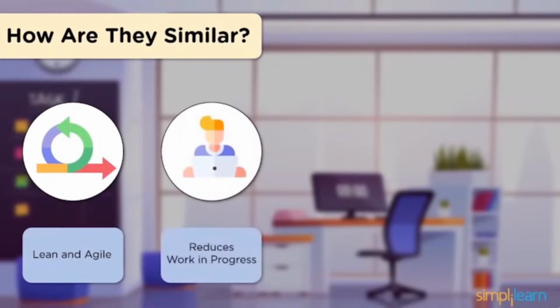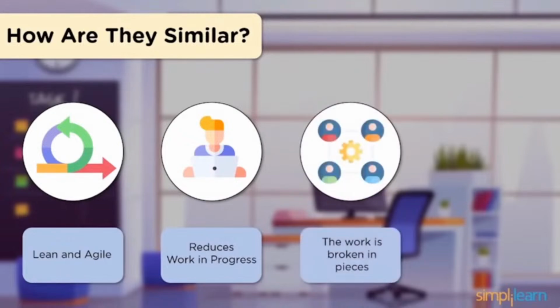Both these frameworks aim to reduce the amount of work in progress. This forces the teams to ensure that they focus on a smaller set of tasks. This also makes blockers and bottlenecks a little more visible. In both cases, the work is divided into smaller, more manageable units.